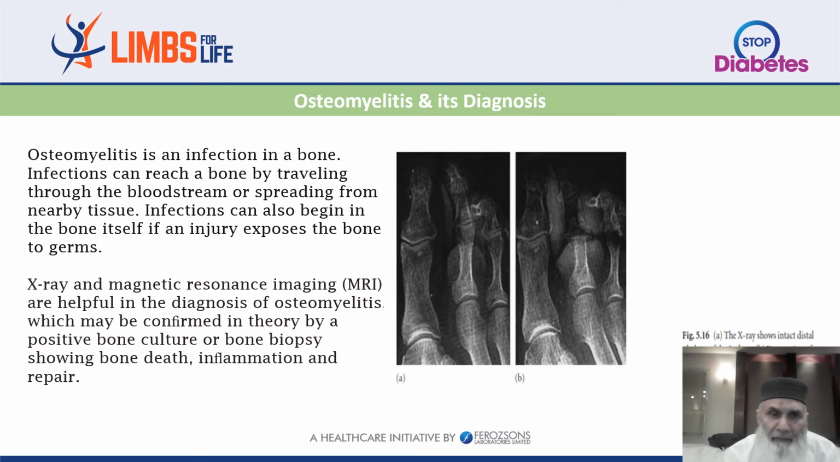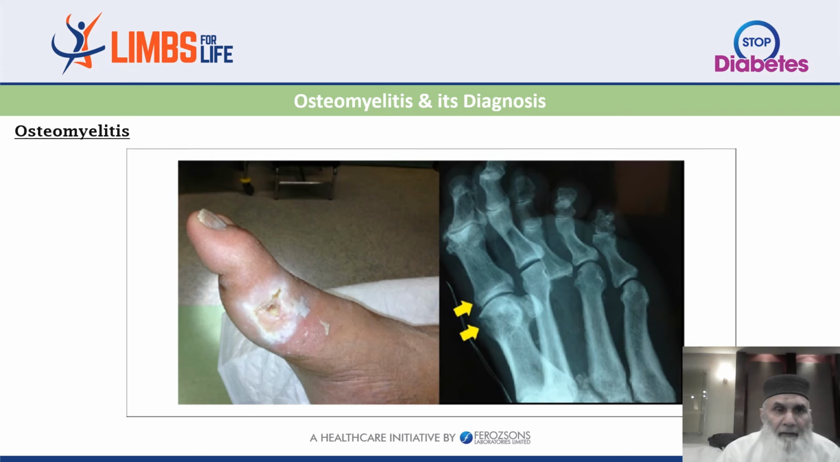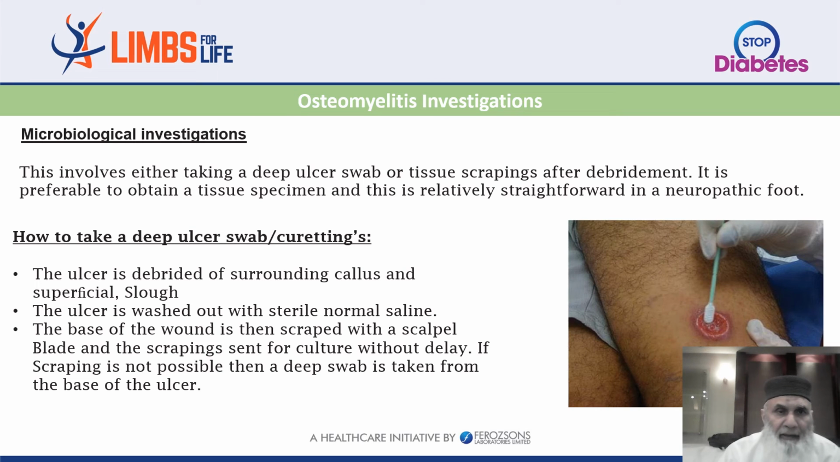X-ray and MRI are helpful in the diagnosis of osteomyelitis, which may be confirmed in theory by a positive bone culture or bone biopsy showing bone death, inflammation and repair. So this is the picture of osteomyelitis. You can see in the X-ray also an ulcer on the surface of the bone having the osteomyelitis. So then you can go for the microbiological investigation in this patient.